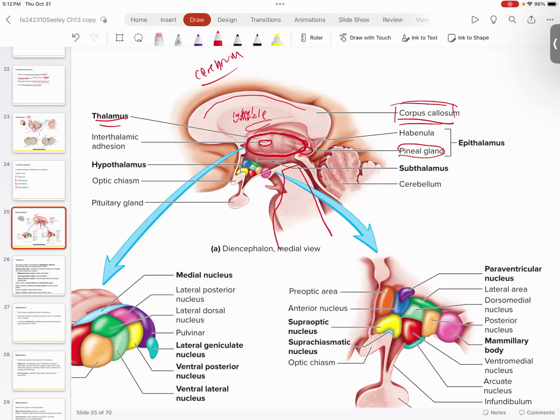The pineal gland is important because it secretes melatonin, which is kind of like our sleep aid. So melatonin makes us drowsy, and that helps us to fall asleep.